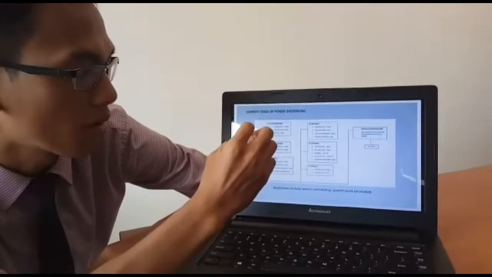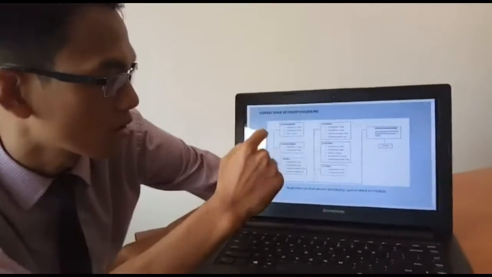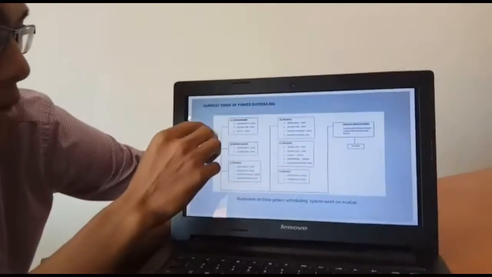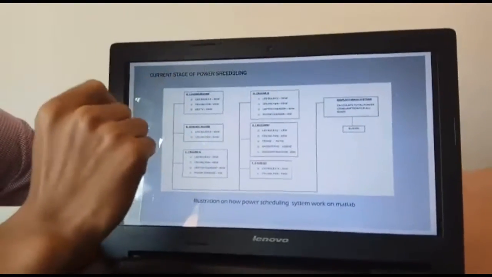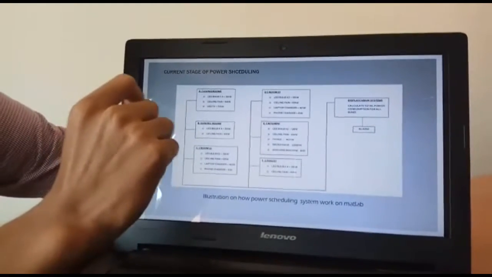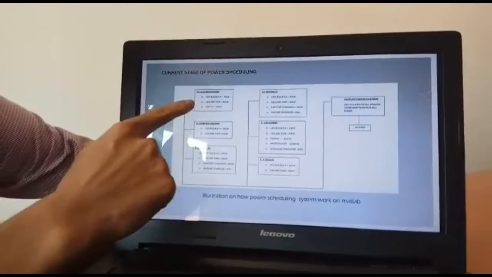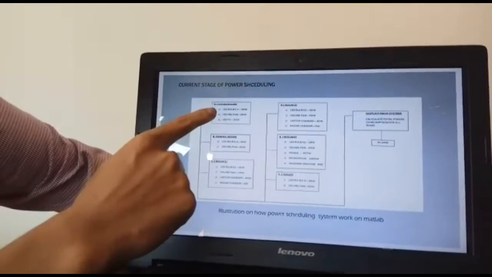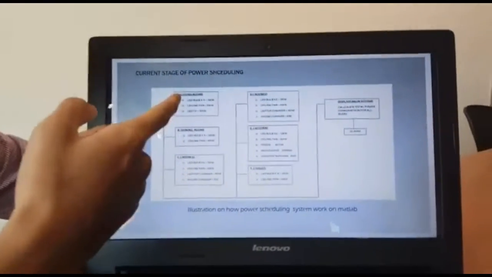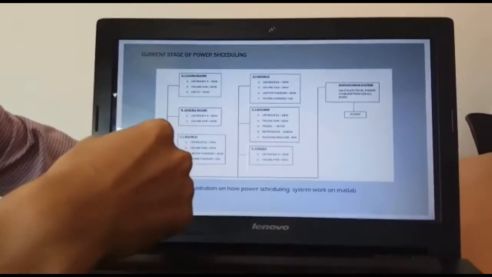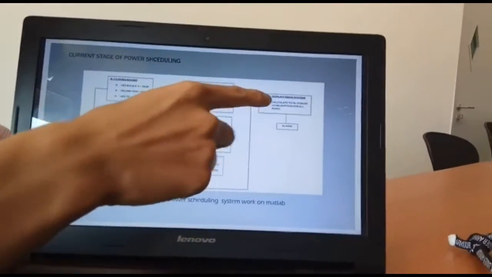The system will work whenever the user wants to use an appliance, they only need to press the button with the name of the appliance. For example, if the user wants to use the ceiling fan in the living room, they only need to press the button of the ceiling fan, and once they press the button, the bus will send the power consumption of the appliance into the main system.